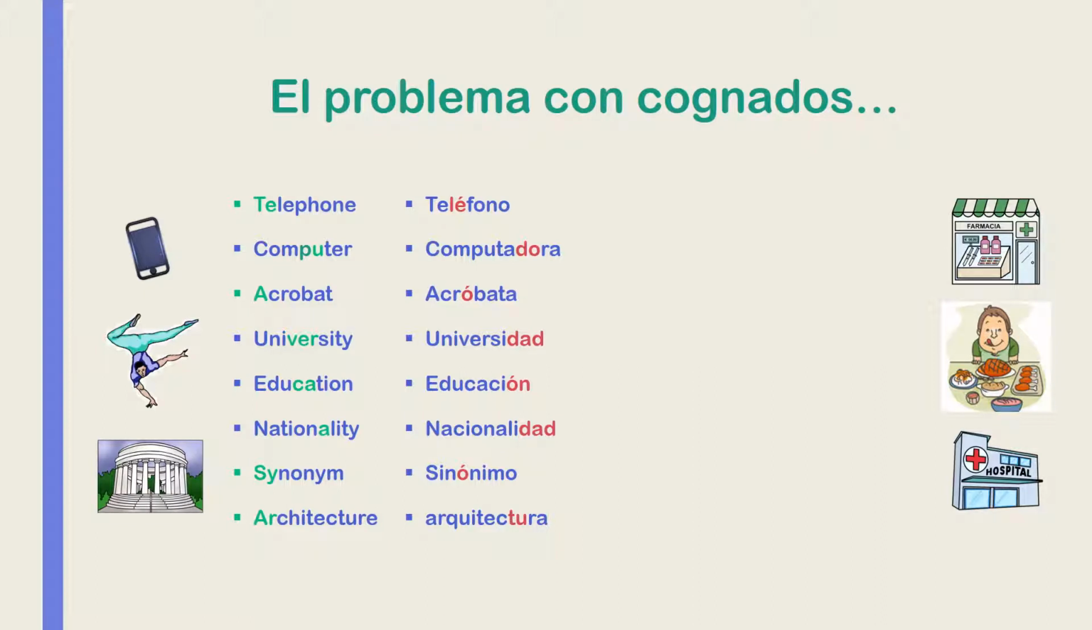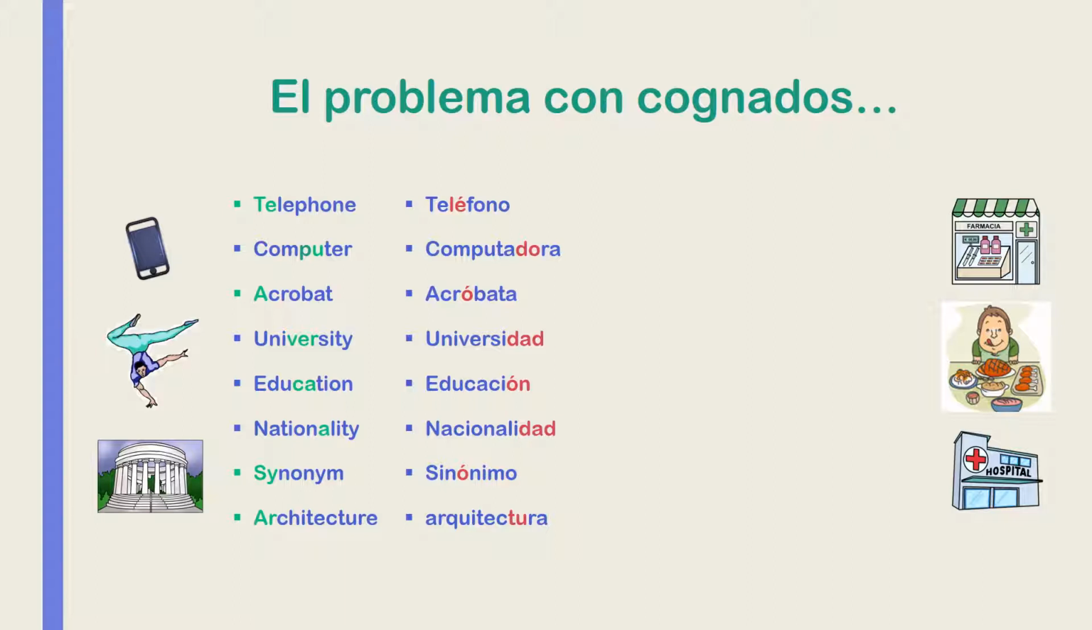Okay, el problema con cognados. I always tell my 101 students that cognates are good and cognates are bad. The good thing about cognados, and it's really, really helpful when you're first learning a language, is you recognize it. So an English speaker sees the word teléfono, and it's obvious what that means, even if they've never studied Spanish before. Same thing with computadora, or educación, or arquitectura. So the good thing is, when you read them, you recognize them. When you hear them, you recognize them.